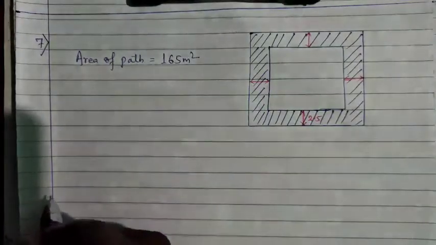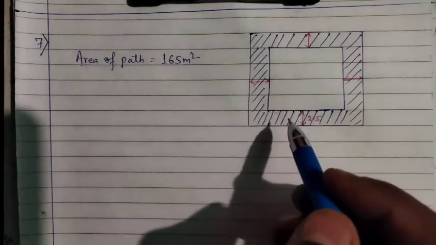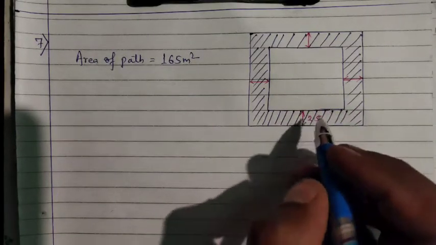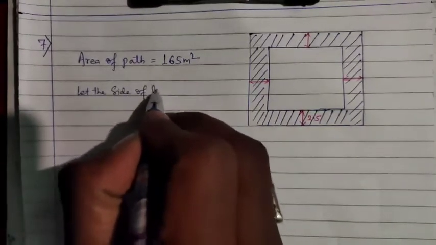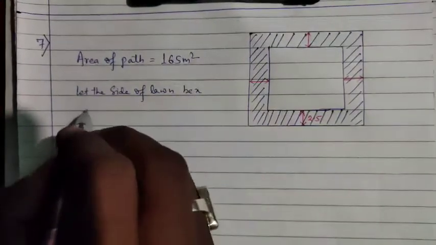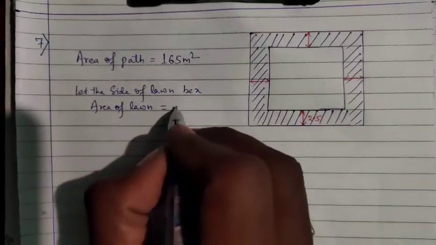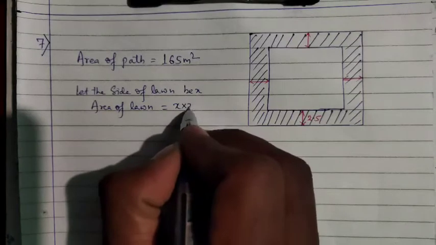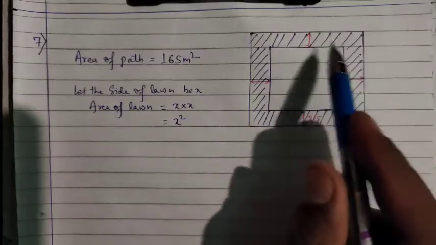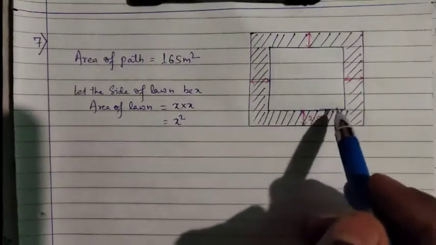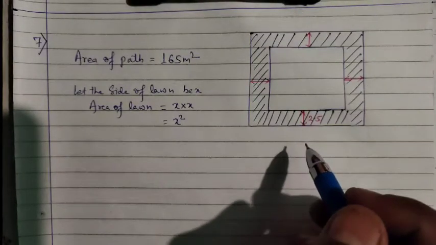To find the area of the lawn, we have to calculate it, since the side of the lawn is not given. Now we will assume, let the side of lawn be x. Therefore area of lawn, since the lawn is in square form, will be side into side, that is x into x. It will give us x square. Now as we know, after making the path, this square lawn is a small square and outside it we can see a big square. Now first we will calculate the side of the big square.